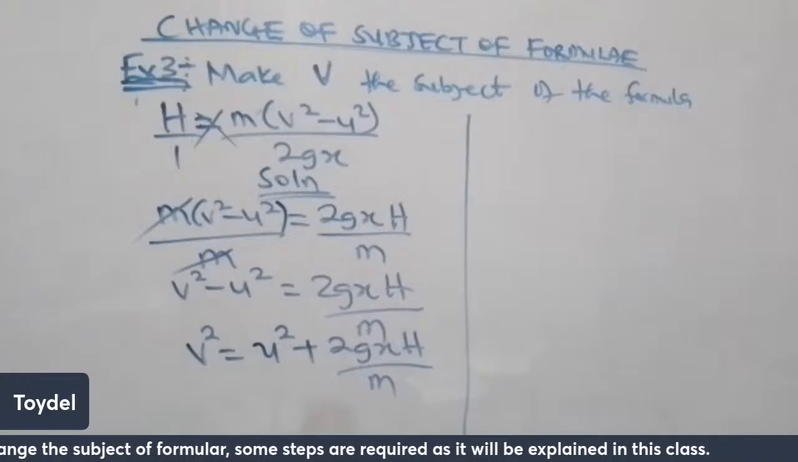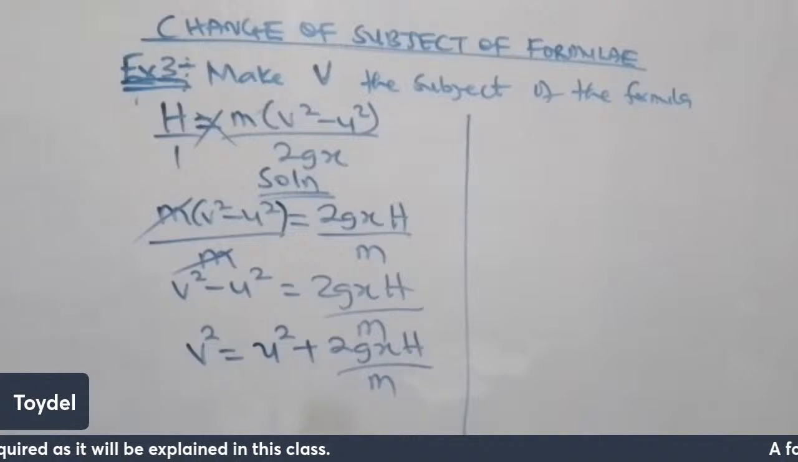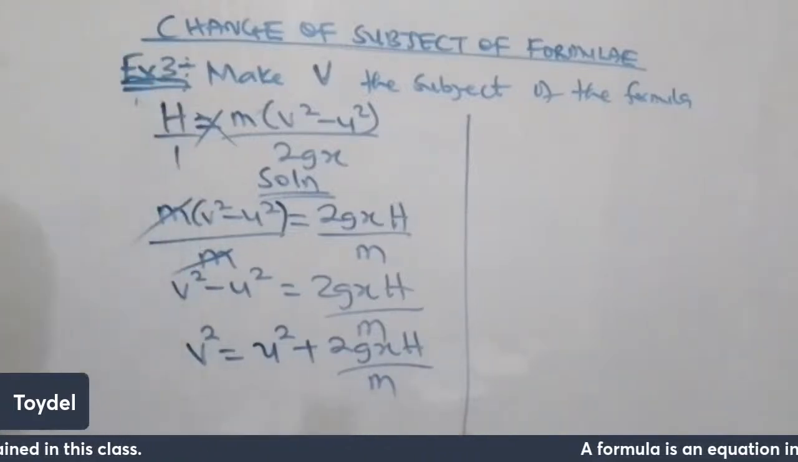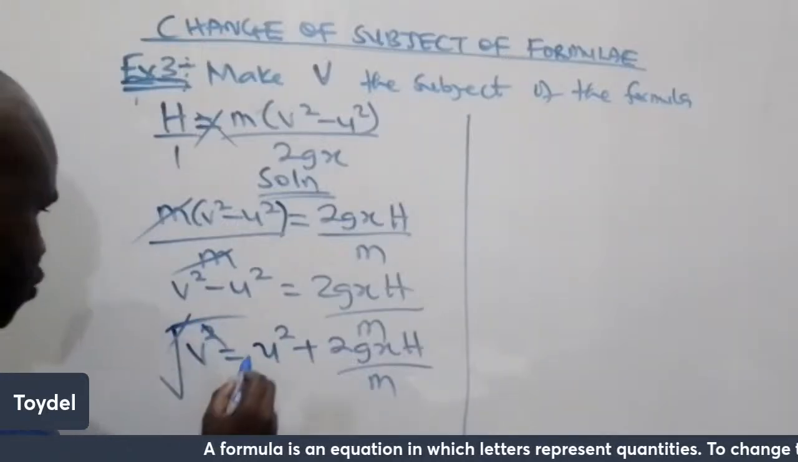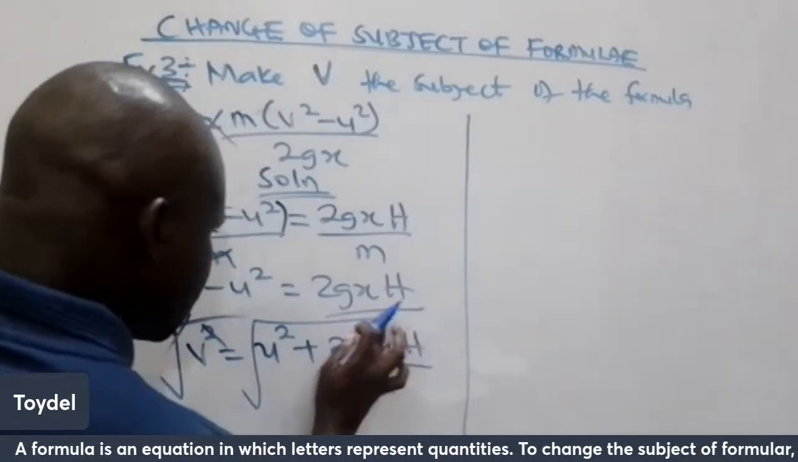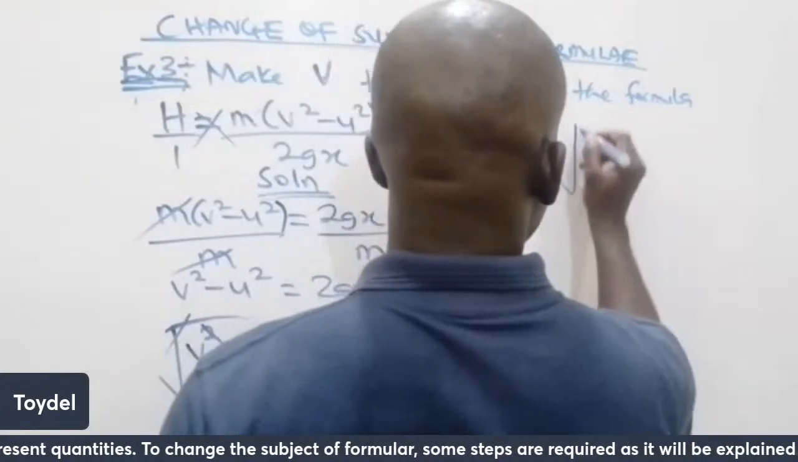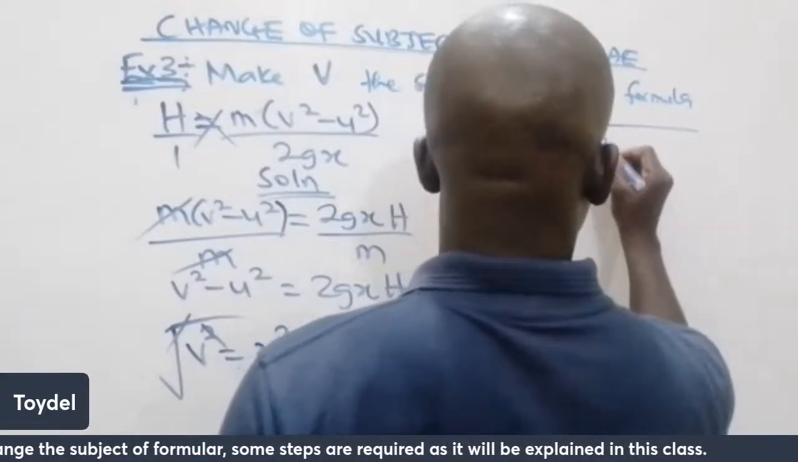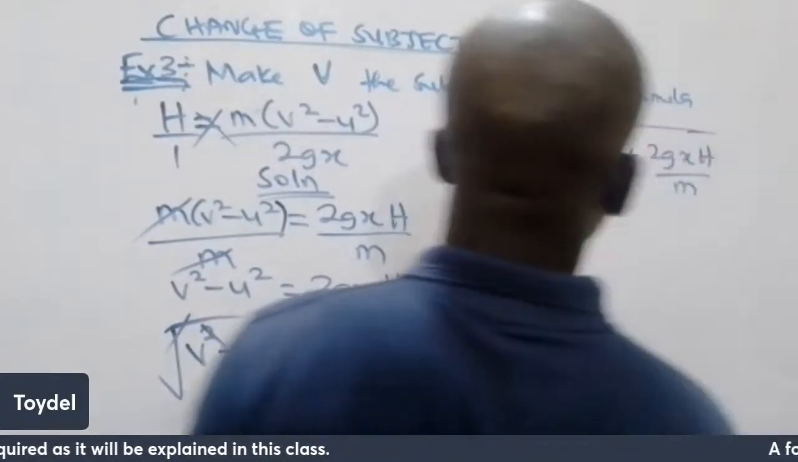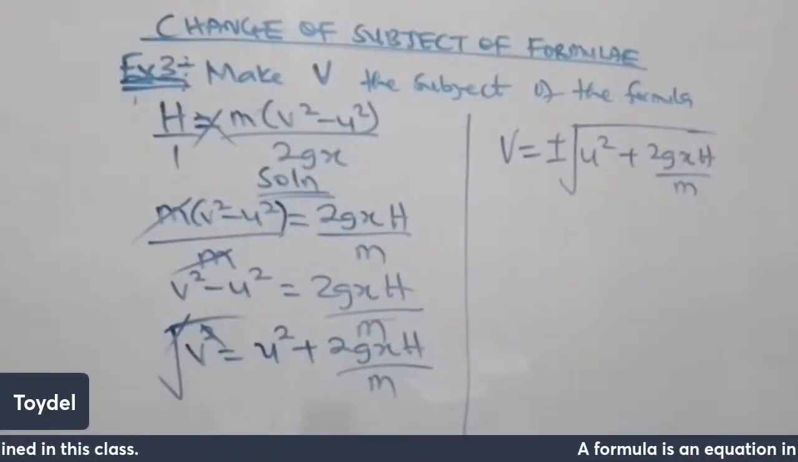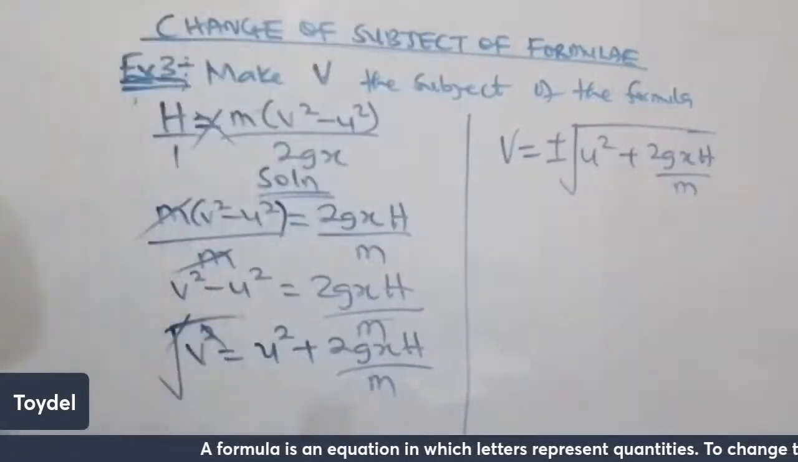We have to make v the subject of the formula, not v squared. So at this point, of course, I can decide to take the square root of both sides. If I take the square root of both sides, square becomes square root, and I'm going to have square root in front of this. So I'm going to have v to be equal to square root of, this is plus or minus, u squared plus 2gxh all over m. And that's what I'm going to get. So at this point, we have been able to make v the subject of the formula.